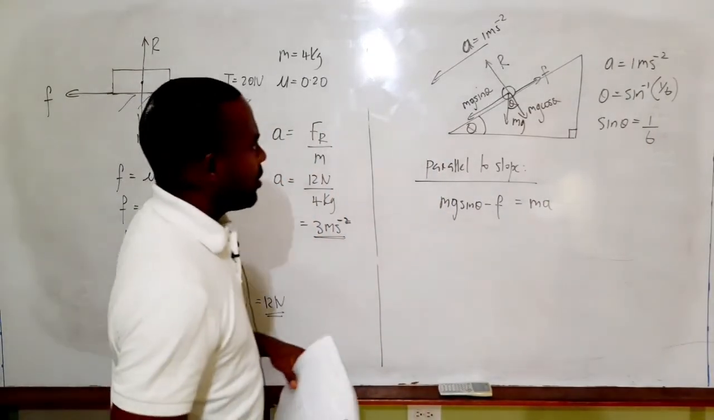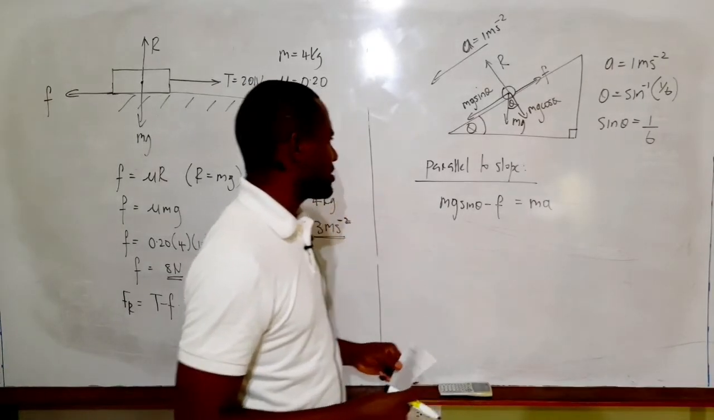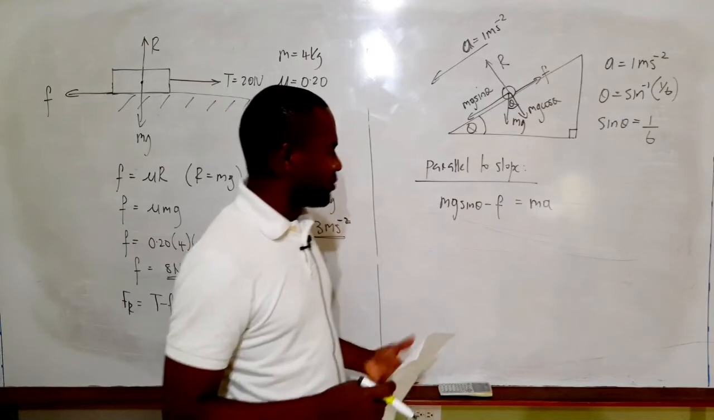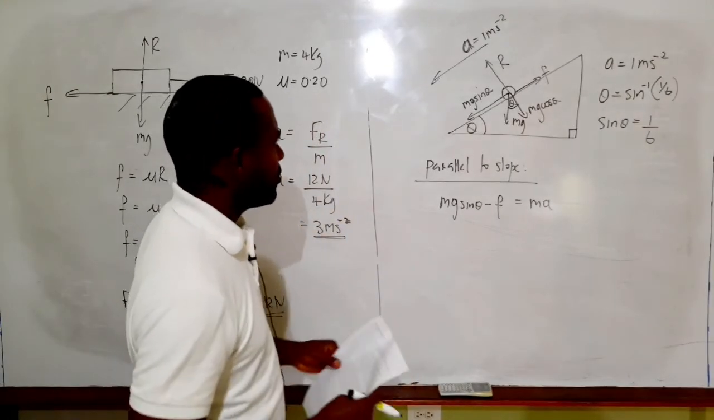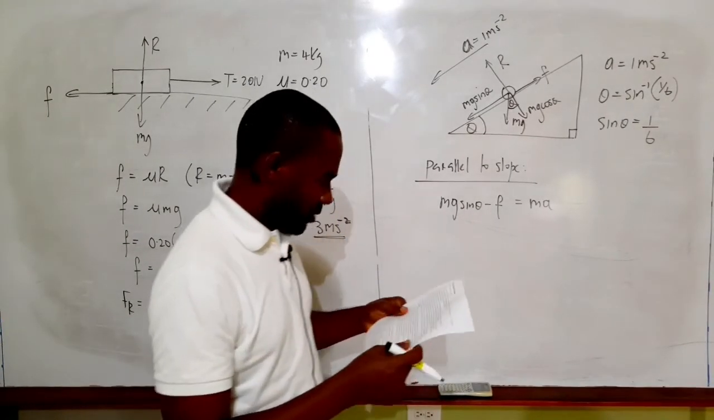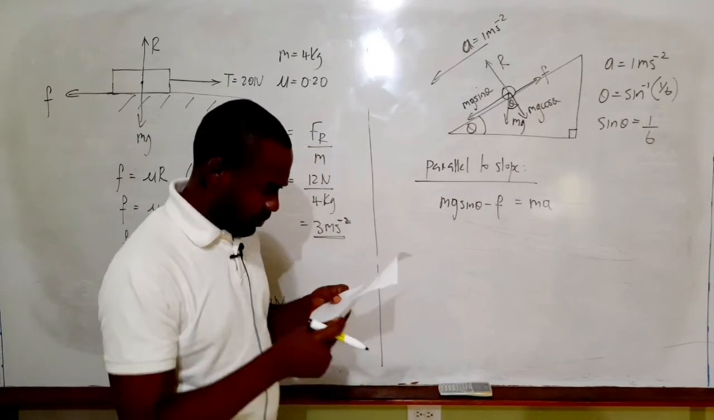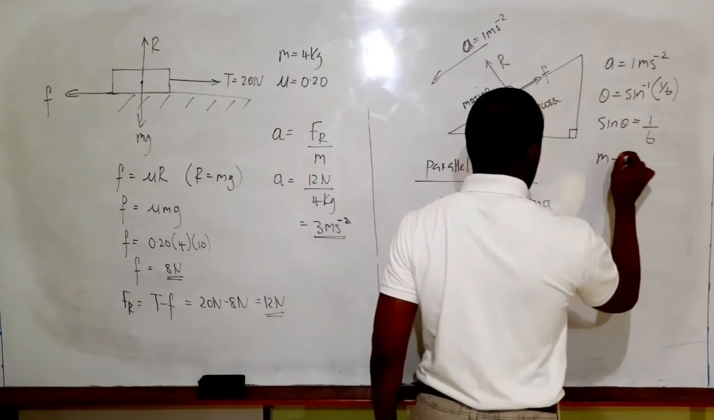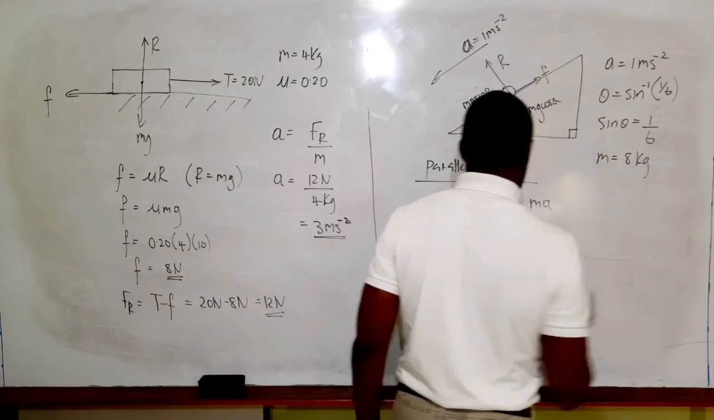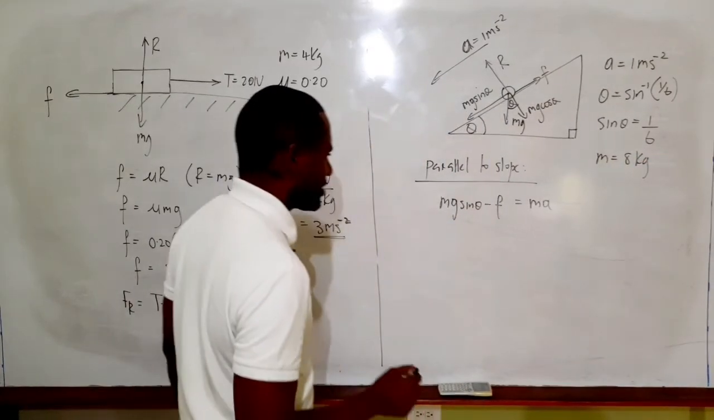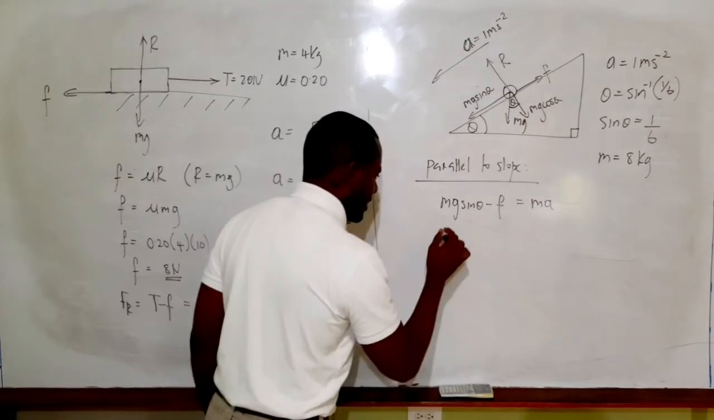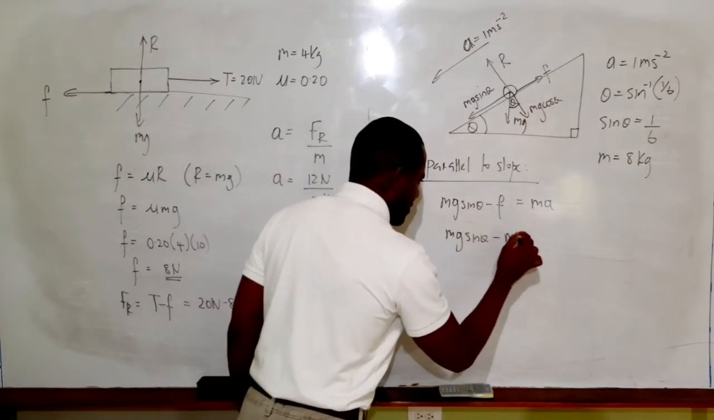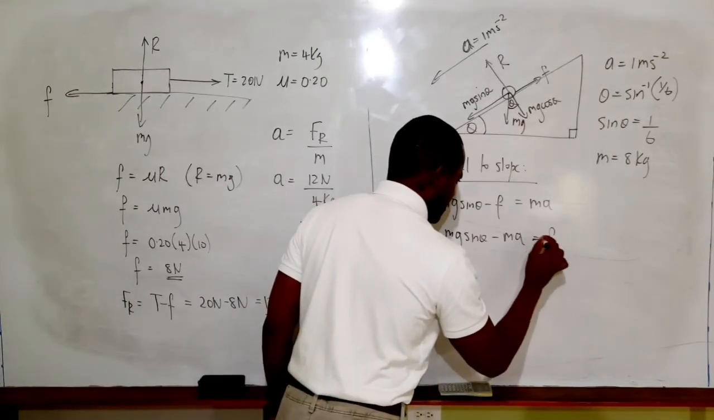Now, what do we know from this value here? Do we know F? No, but we can find it, right? So we know the mass of the object. We're told that the particle is of mass 8 kilograms. So therefore M equals 8 kgs. So therefore we can solve for the frictional force F. If we bring this across, we get mg sine theta minus ma is equal to F.